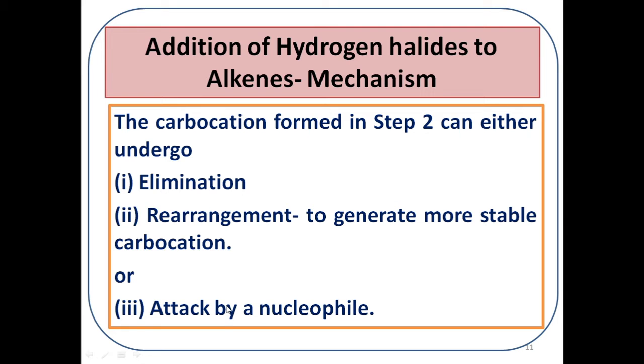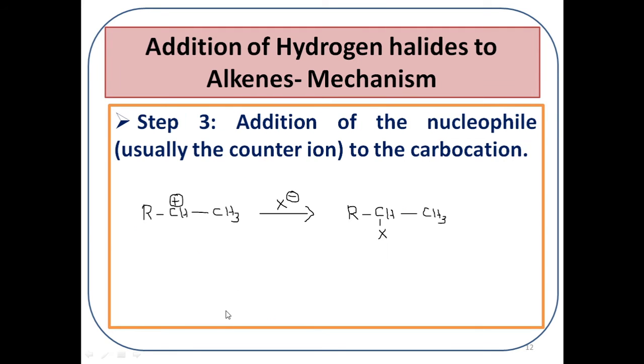And the third option is that the carbocation is attacked by a nucleophile to give the addition product. These are the three options for a carbocation. So whenever and wherever a carbocation is formed, it can undergo any of these three reactions. And here we encounter the third one, that is, the carbocation will be attacked by a nucleophile. So in step 3, the nucleophile, that is the counter ion, the halide ion, will be added to the carbonium ion or the carbocation to give the addition product.